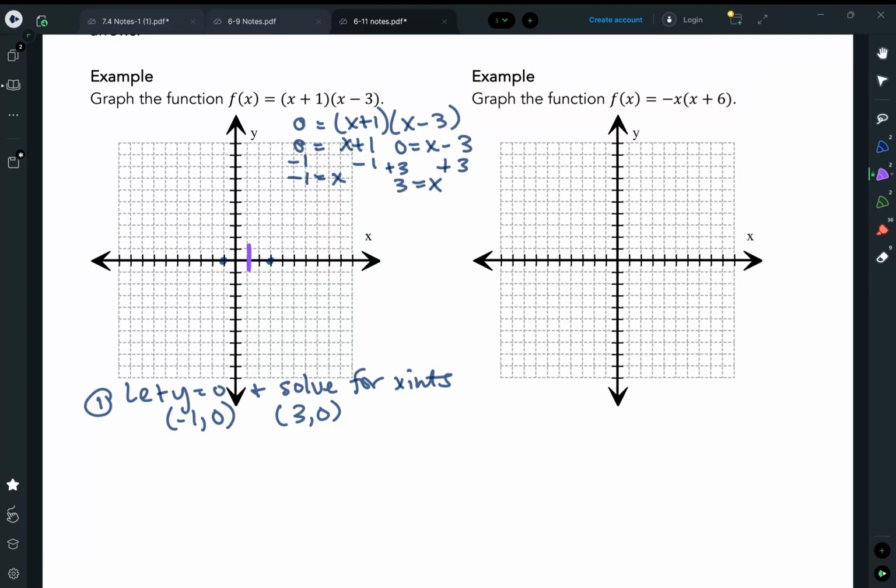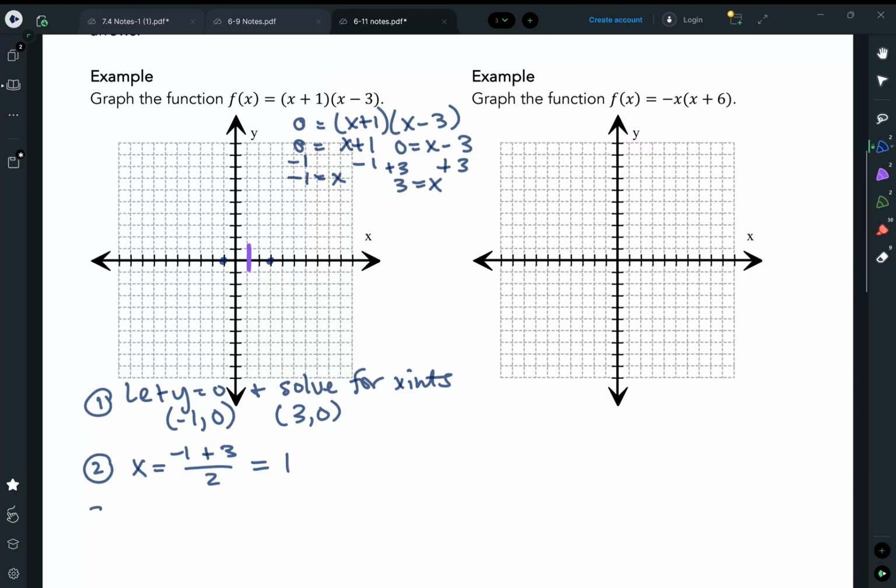That's halfway in between. But we could also get that, if we weren't really sure, by adding those two numbers together and dividing by 2. So negative 1 plus 3 divided by 2. Negative 1 plus 3 is 2, divided by 2, so just 1. So that's my next step. I know that my x needs to equal 1 at the vertex.